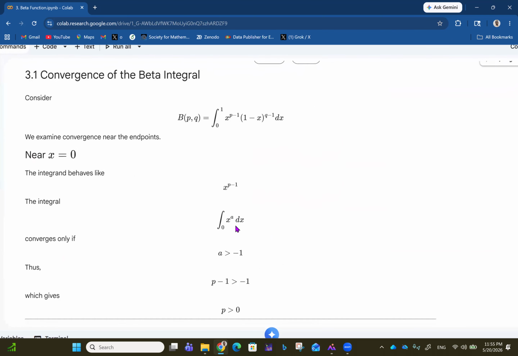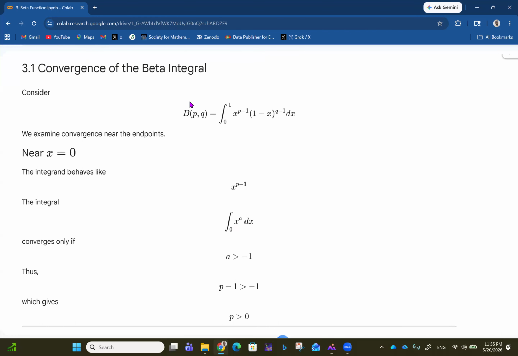If you consider B of p comma q to be the integral from 0 to 1 of x raised to p minus 1 times 1 minus x raised to q minus 1 dx, we examine convergence near the point x equals 0. When x is equal to 0 here, this factor is gone. In fact, this whole thing just goes away.